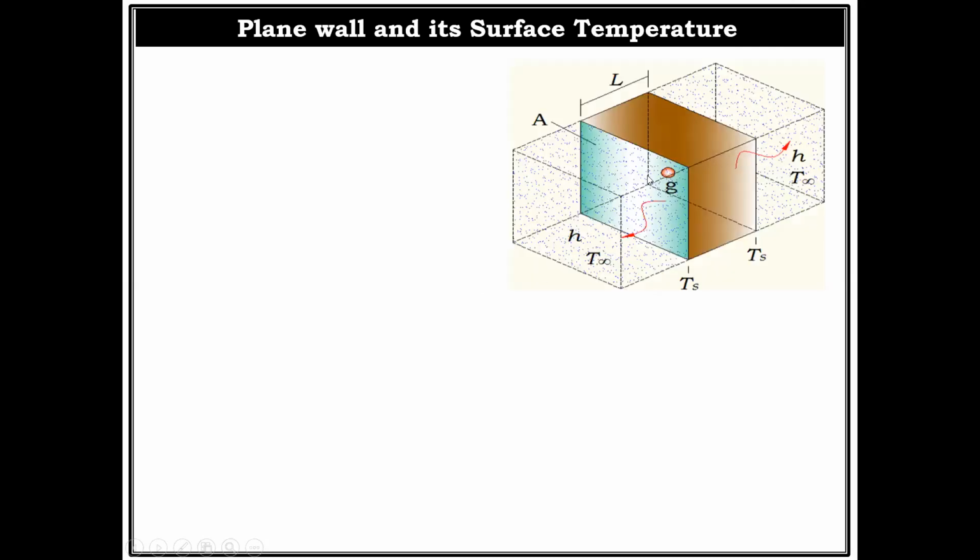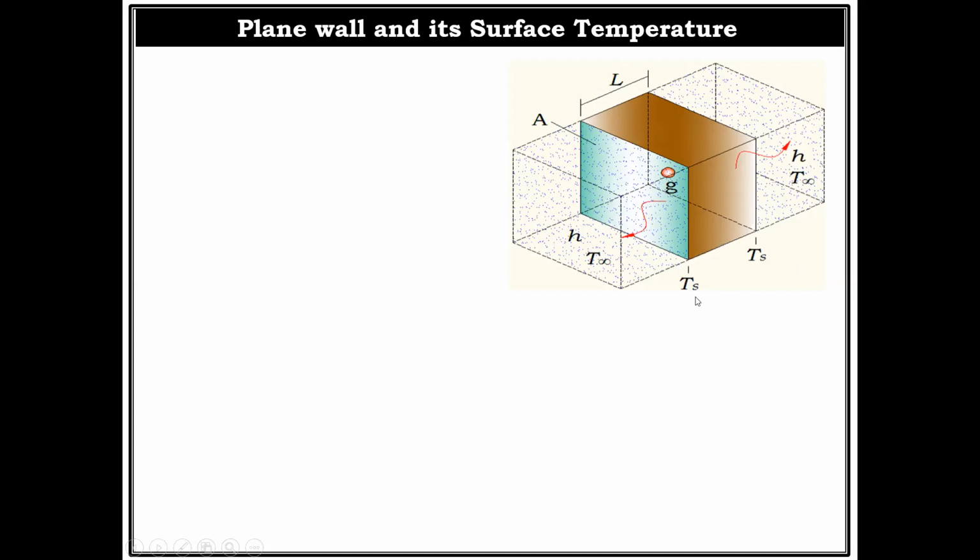Now we will talk about a specific geometry. So plane wall, and in case of plane wall, what will be the formula for surface temperature? Suppose this is a plane wall having heat generation source G, surrounded by some fluid having a convective coefficient H and temperature T infinity on both sides. And this wall has thickness L, cross sectional area A, and due to this heat generation, when heat travels and reaches the surface, the surface temperature becomes Ts.